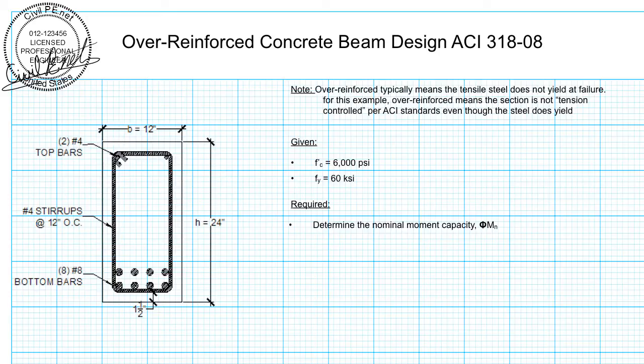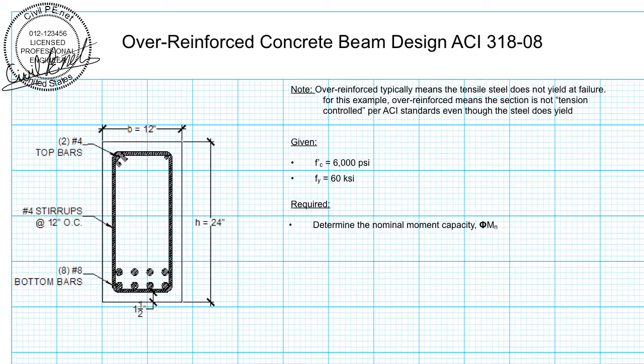Now, one quick note, an over-reinforced concrete section typically means a beam that has steel that has not gone into yielding at failure. So basically the strain in the steel does not reach that 0.00207 for grade 60 steel when it reaches failure. A beam with steel like that does not satisfy ACI requirements, so in this case that just means that this section is not going to be tension controlled, or the strain in our steel is not going to reach that 0.005 limit for a tension controlled section.